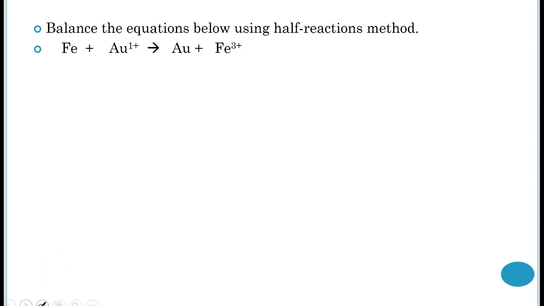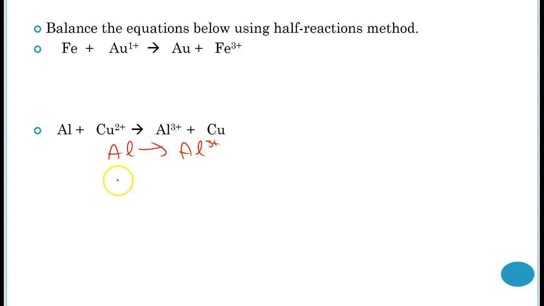Okay, so I'm going to erase the ink. I'm going to go ahead. I want you guys to practice this one. This is the one we were talking about all along. You have aluminum going to Al3+, and you have Cu2+ going to Cu. Okay, and again, elements in their standard states are 0. So for this one, to make the charge balance, figure out how many electrons. For this one, to make the charges balance, figure out how many electrons.